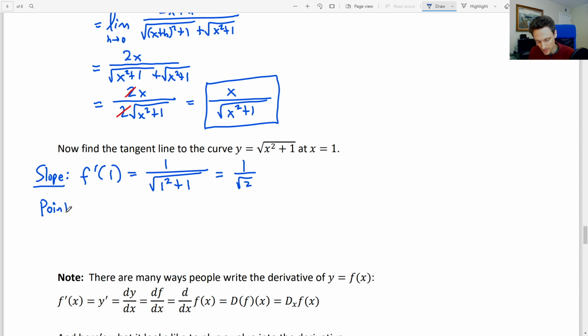So there's the slope of the tangent line. Let's get a point on the tangent line. We have the x value, we just need the y value. How can we get the y value?